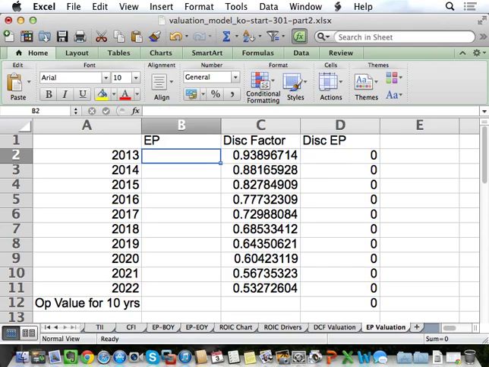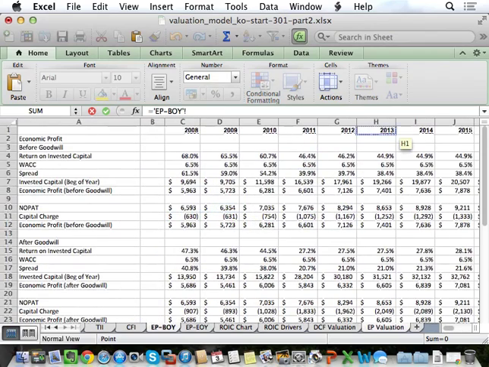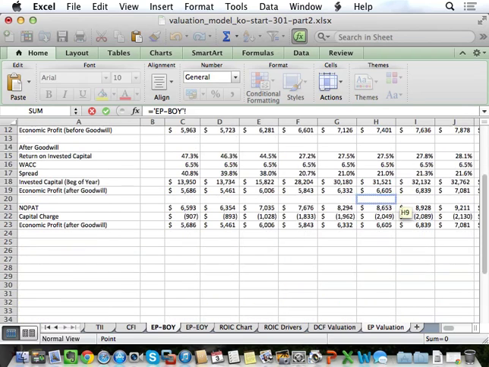So for 2013, equals from the beginning of year economic profit tab. It's very important to use the EP BOY tab, because the only way that the DCF and the EP valuations match is if we use beginning of year economic profit, invested capital, and ROIC. So off the BOY tab, the 2013 economic profit after goodwill, so it always includes goodwill for valuation, 2013 is H23.